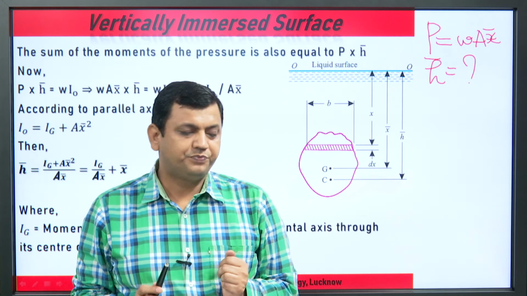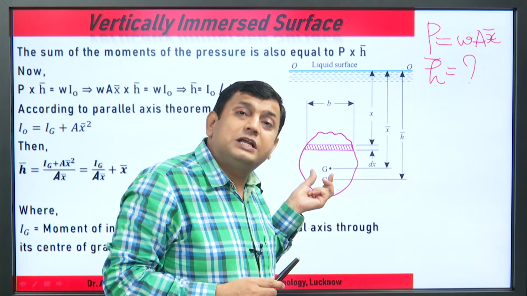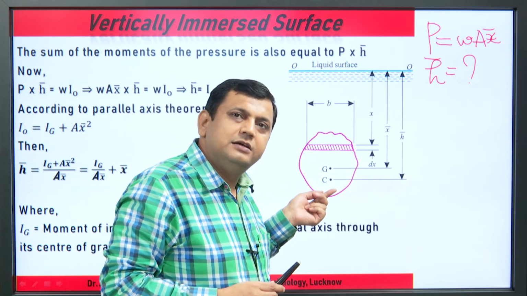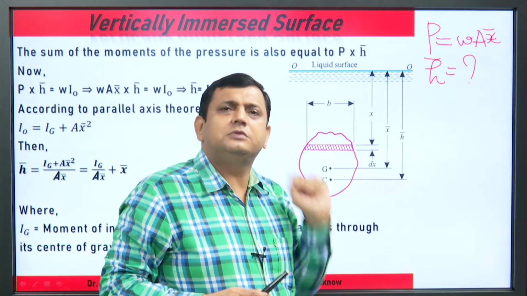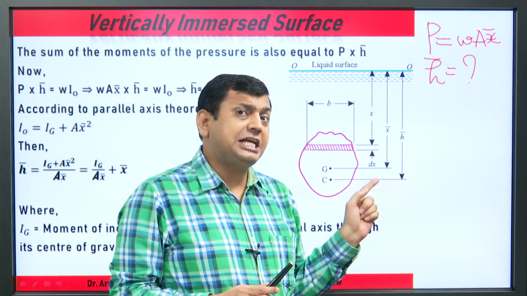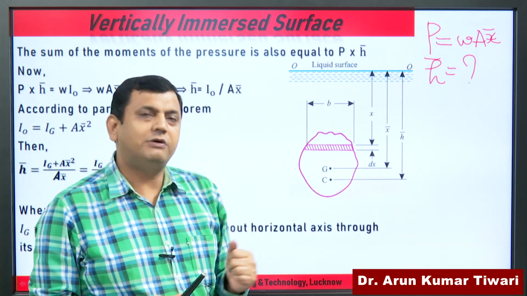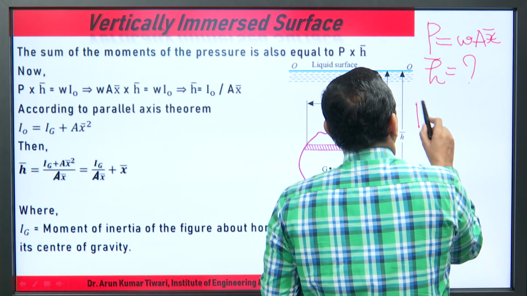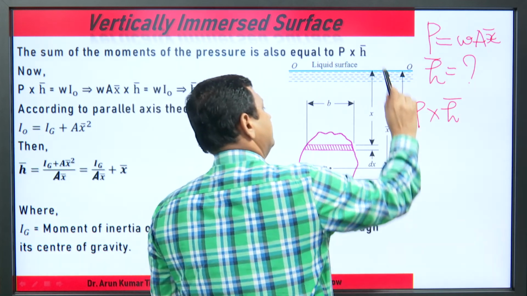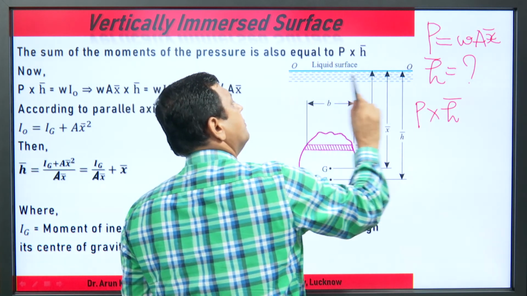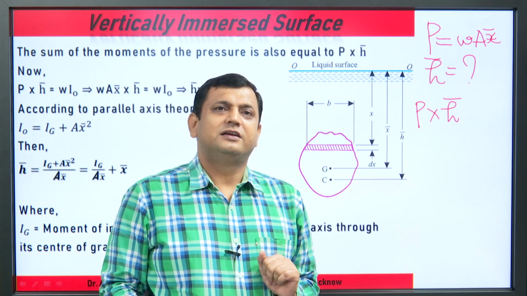How do we calculate it? What is the center of pressure? It is the point where the total force is acting. If we take moment with respect to the surface OO, this capital P becomes P into h bar, P into h. This is the moment with respect to OO. Clear?